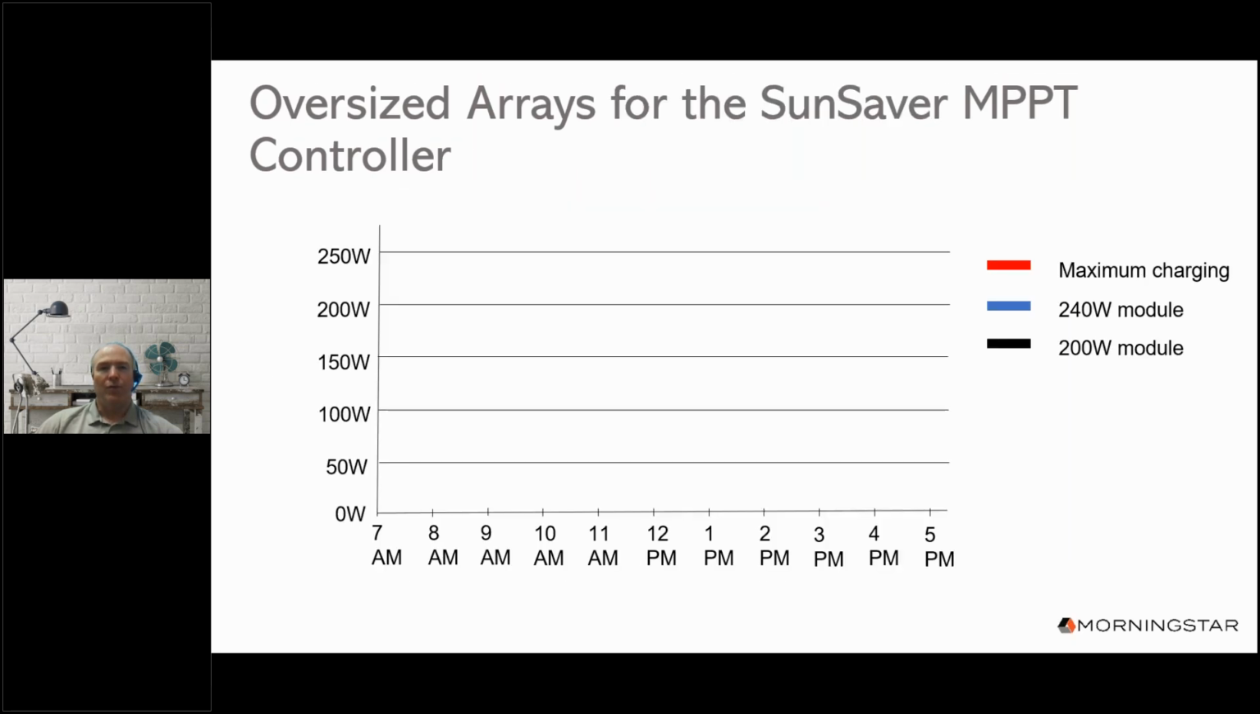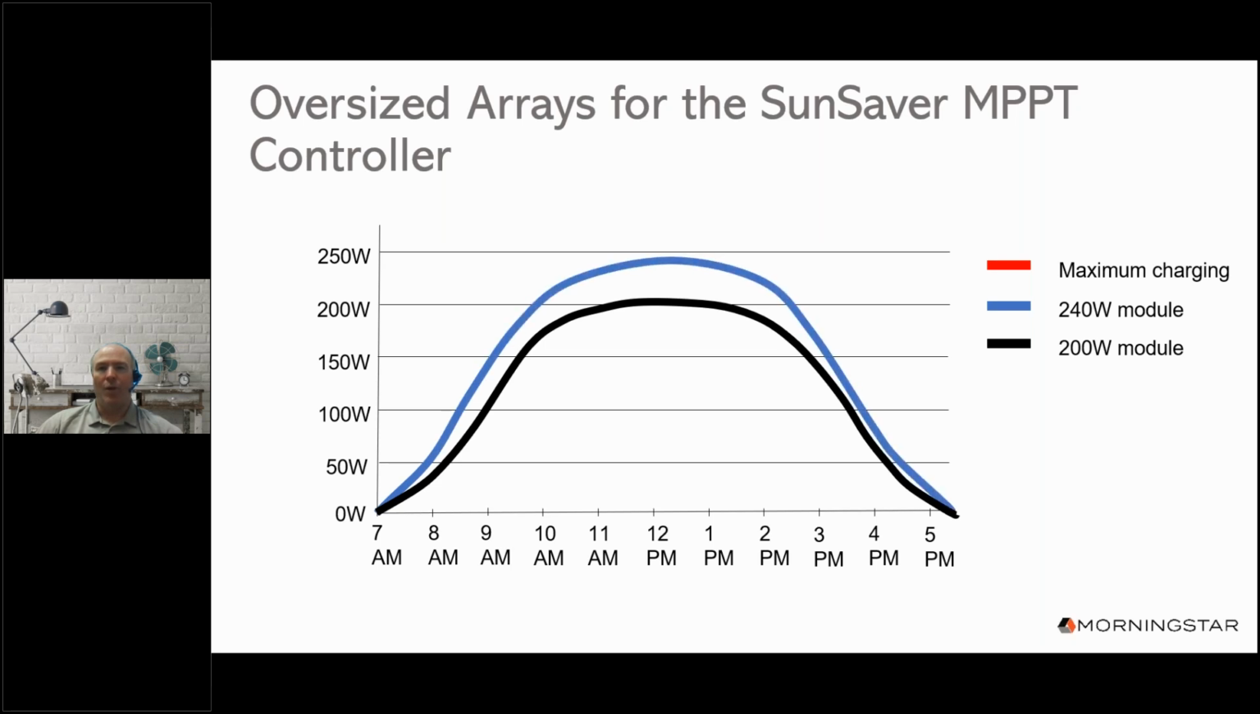What I'm going to do is create a graph of operating power versus time of day for the SunSaver MPPT controller that has a maximum operating power rating of 200 watts. Here we're comparing performance of a 200 watt module, represented by a black curved line, to that of a 240 watt module, represented by a blue line. This is operation on a clear sunny day at standard test conditions and maximum power, PMP.